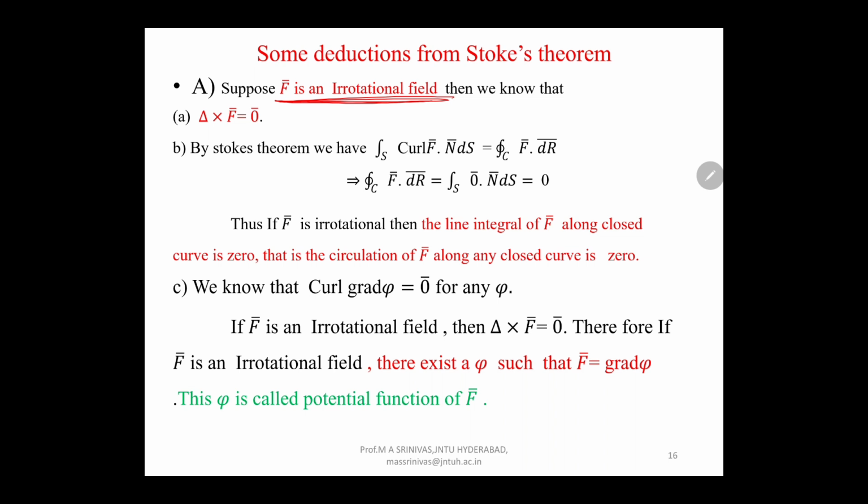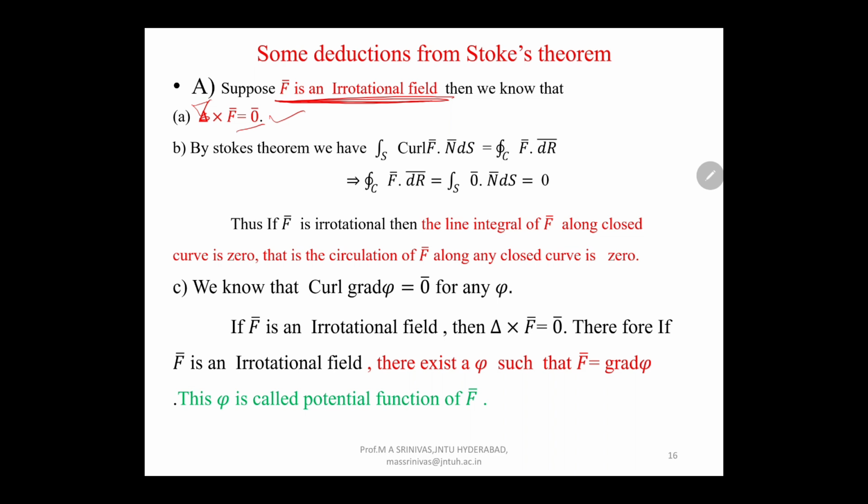Then we know that because f bar is irrotational, del cross f bar is a null vector. Del cross f bar, curl f bar is a null vector. This already you learned in your fourth unit.